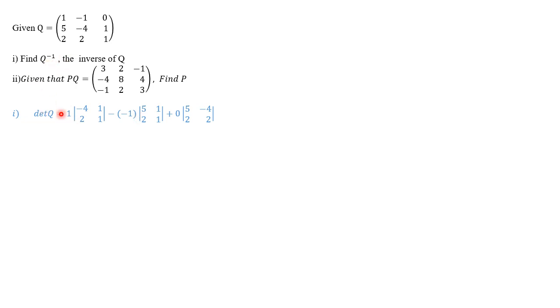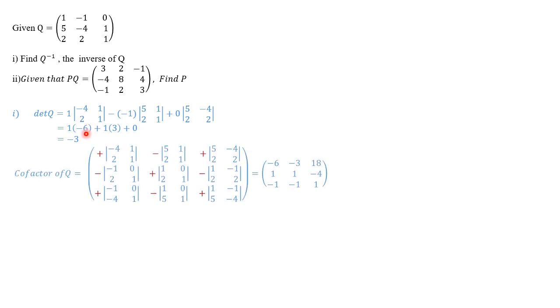Alright, so we are going to find the inverse of Q. First we find the determinant. I know you are familiar with the determinant by expansion of the first row here. So the determinant is equal to minus 3. Then the matrix of cofactors. We find the matrix of minors for each element in the matrix here. Then we multiply each element with plus, minus, plus, minus, plus, minus, plus, minus, plus, so that we can have the matrix of cofactors.